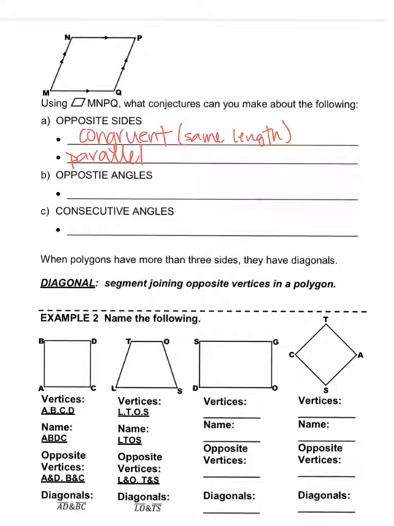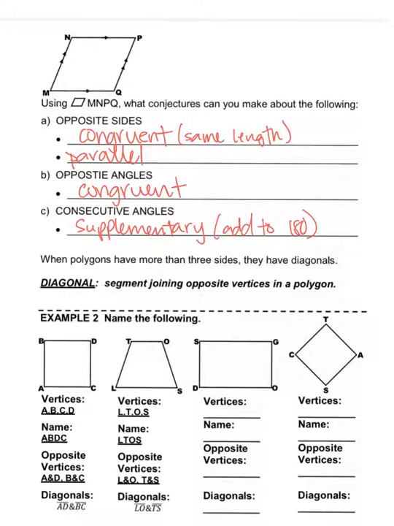For your opposite angles, they're going to be congruent, so the same thing. So if angle M is 50, angle P would be 50. And consecutive angles, so the angles that are next to each other, like M and N, those are going to be supplementary. So remember, supplementary means that they add up to 180.